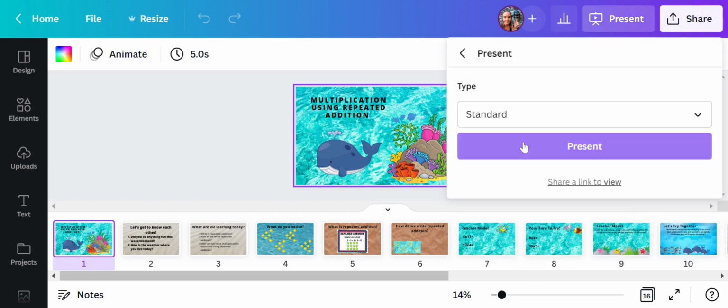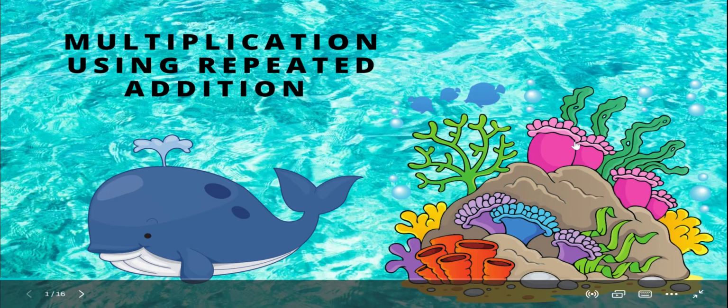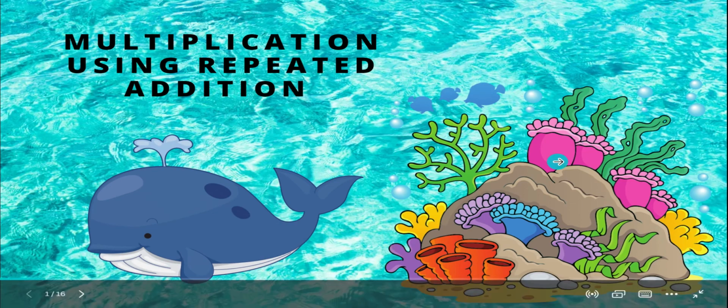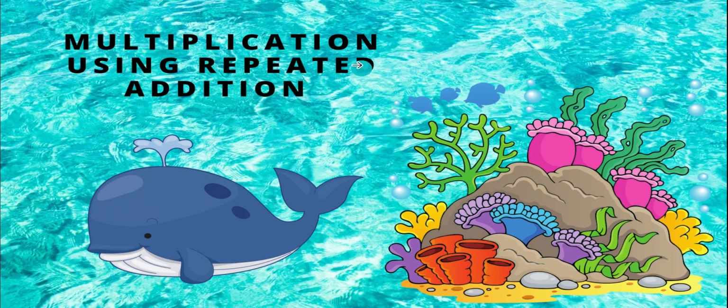So let me go ahead and put this in present mode and I'll walk you right through it and my ideas behind kind of why I chose to do what I did with this lesson. So just to start out, you don't need anything fancy. I like to just have a title to say what it is you're going to be teaching them about. So in this case, it was multiplication using the strategy of repeated addition.